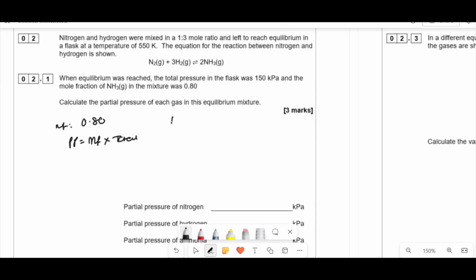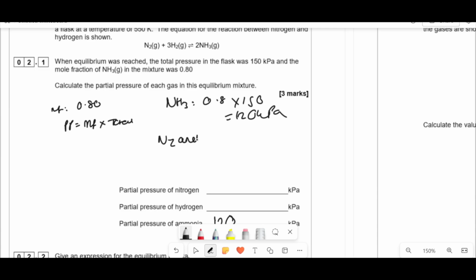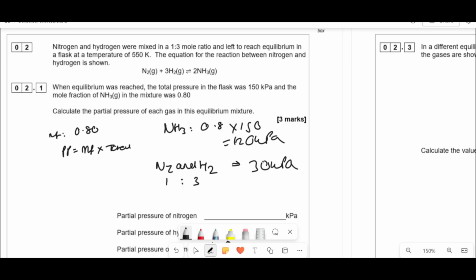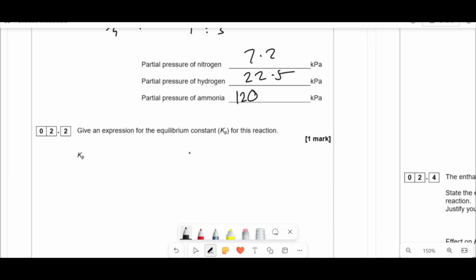So then if I can work out how much NH3 there is by just doing 0.8 times 150, which means I've got 120 kilopascals of NH3 already. So that's going to be 120. So then the amount that's left, the N2 and the H2, must be 30 kilopascals. And that's shared between them in a 1 to 3 ratio. So you do 30 divided by 4, which is 7.5. So there's going to be 7.5 for N2, and there's going to be 22.5 of the others. 7.5 and 22.5. There you go. Then it says write the equilibrium constant Kp for this.